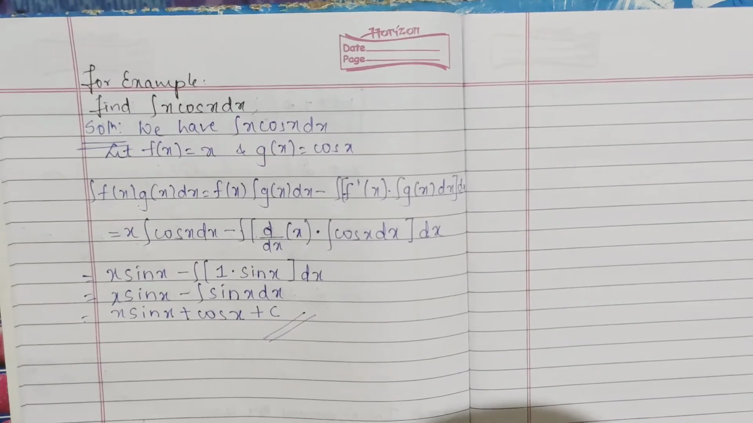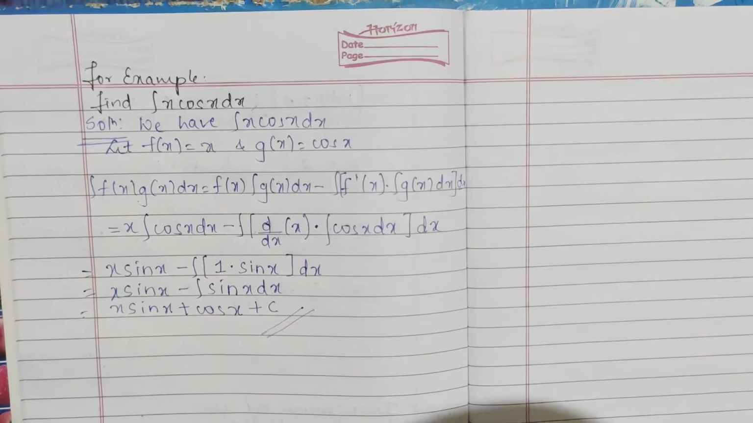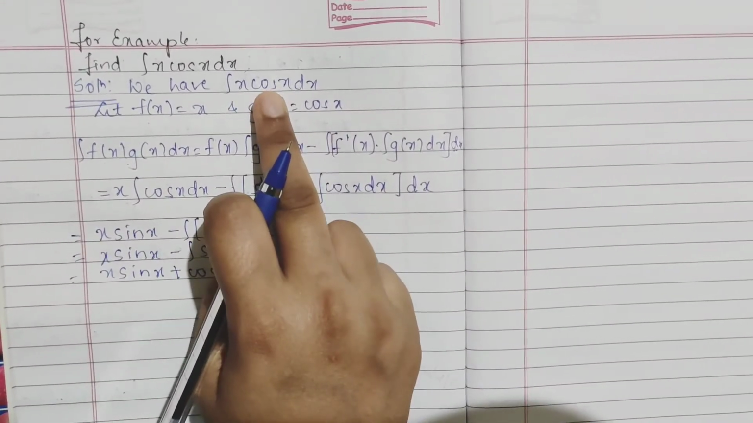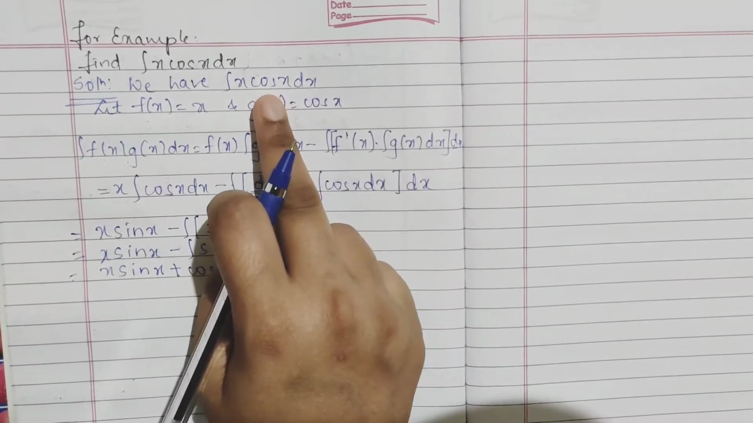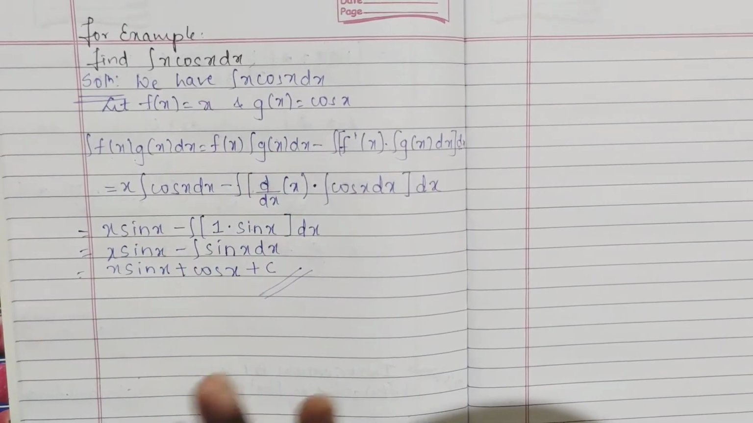I hope this is clear. See here it is left to you which you will take as f of x and which as g of x. Now suppose we go reversely, if we take f of x as cos x and g of x as x, you can go in such a way also, it is left to you.